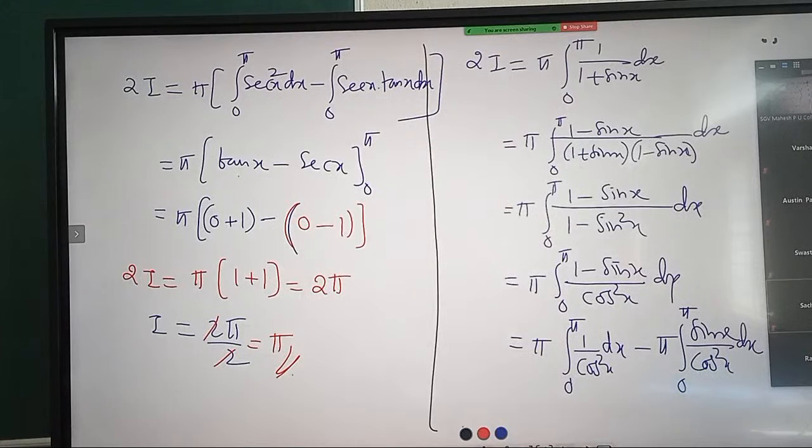Next problem. It is again a similar kind of problem. So, not similar, it's a little bit different. It is cos square and sin raised to 7 like that.